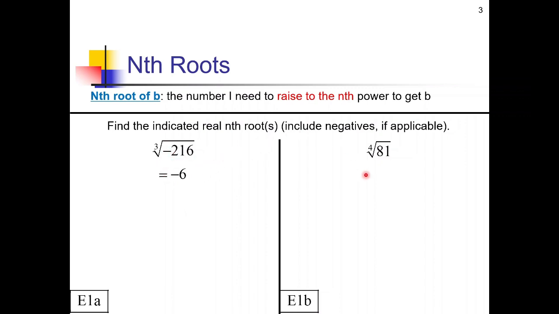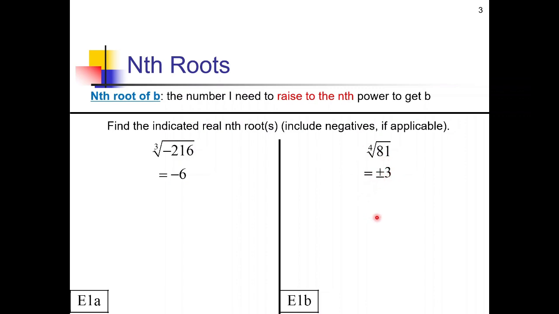Now over here, we're asking what do I need to raise to the fourth power to get 81? And if we do 3 to the fourth power, 3 times 3 times 3 times 3 is 81. So we could write 3 here. But now, if we did negative 3 and multiplied 4 of those together, that would also give us 81. They said to include negatives if applicable, and it applies here. So our answer for this one should actually be plus or minus 3, because both of those work to give you 81.